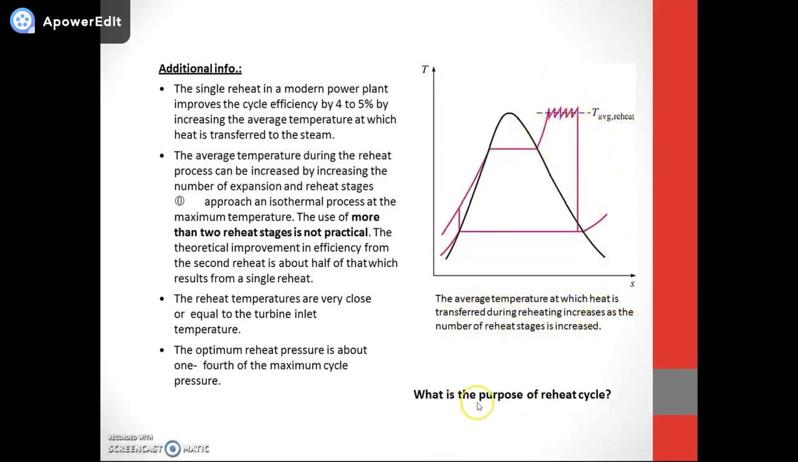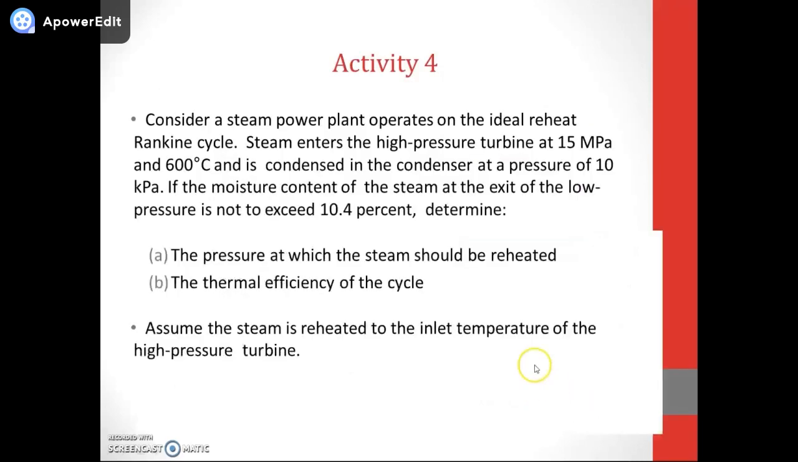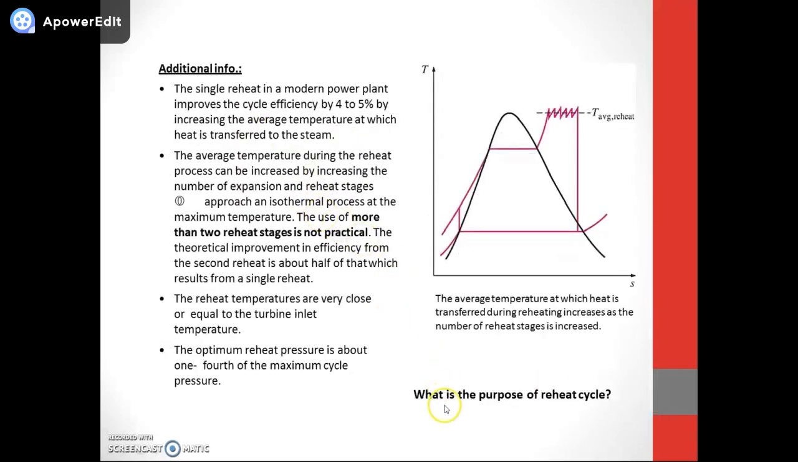Okay, so what is the purpose of the reheat cycle? Yeah, what is the purpose of the reheat cycle? Okay, get back to your objective.